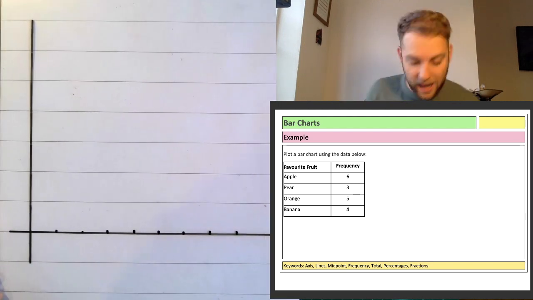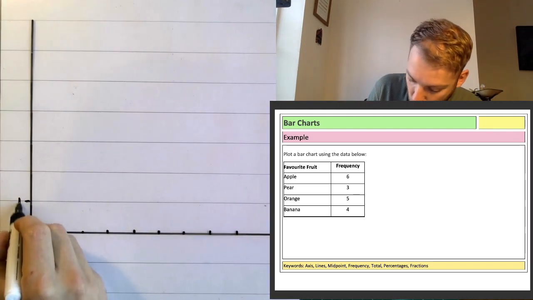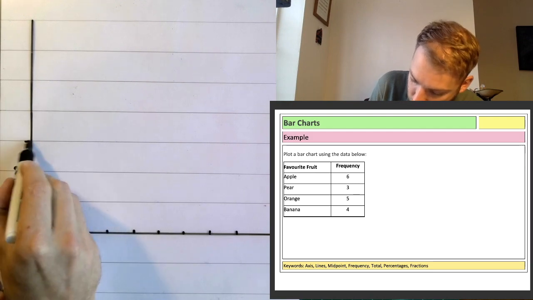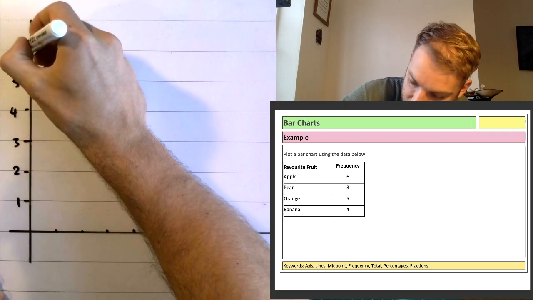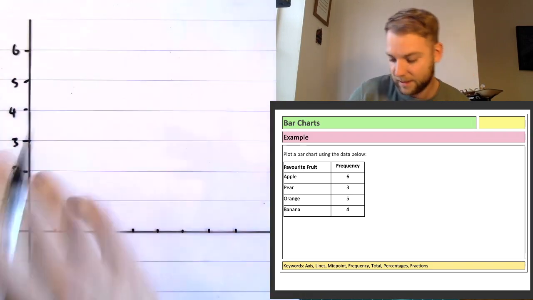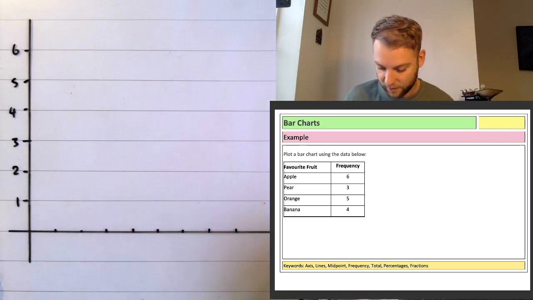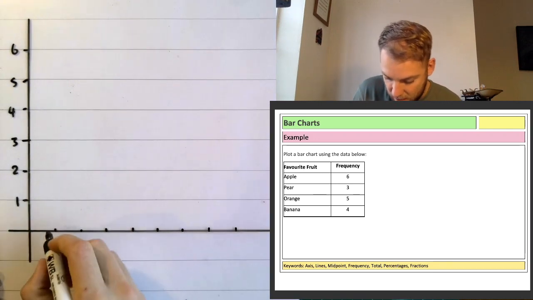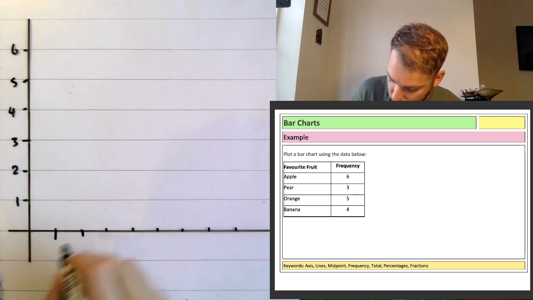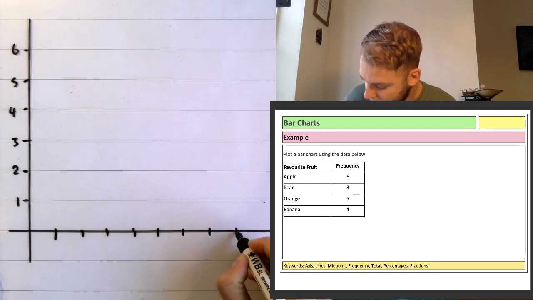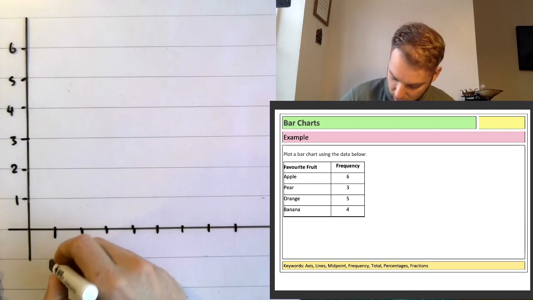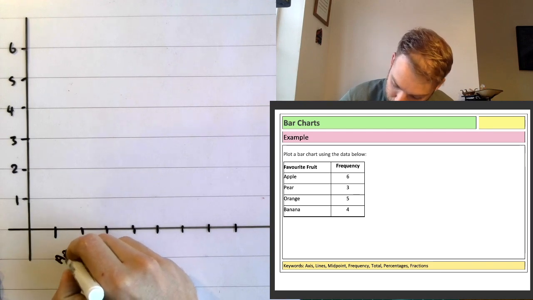So now I'm going to label my axes. So 1, 2, 3, 4, 5, 6. I'm going to stop at 6 there because I'll need to put a title in on that side. And then here, there's my first bar, there's my second bar, there's my third bar, and there's my fourth bar. And in this one here, I'm going to write apple.